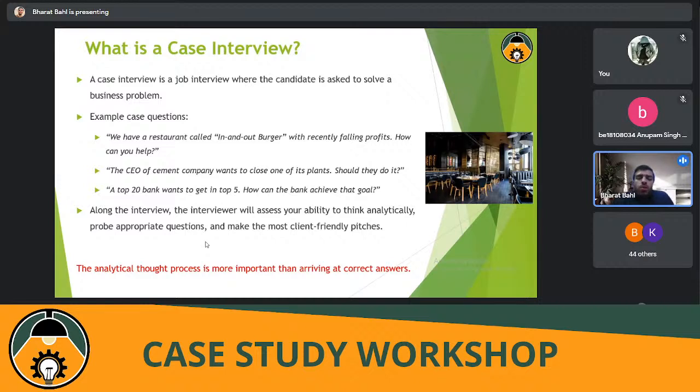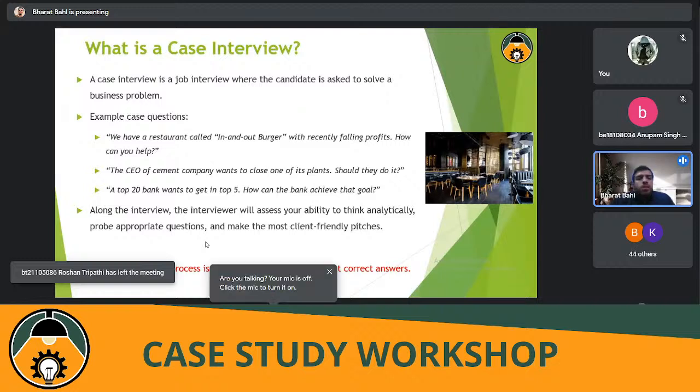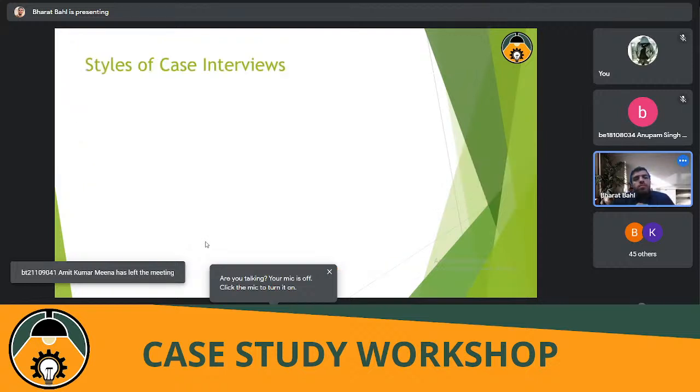Now we need to understand that the thought process is very, very important. You may or may not arrive at a correct answer. Correct answer पे पहुंचना चाहिए. That is very, very important. Along with that, the approach which you take to get there is something you are getting evaluated upon. So that is very, very crucial for case interviews.